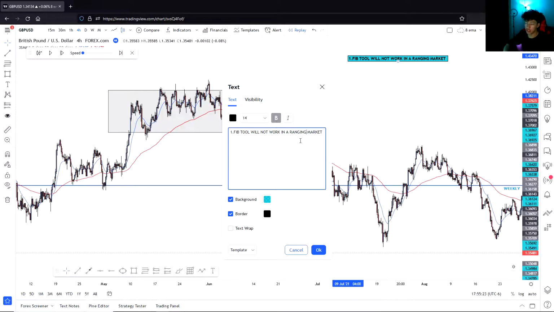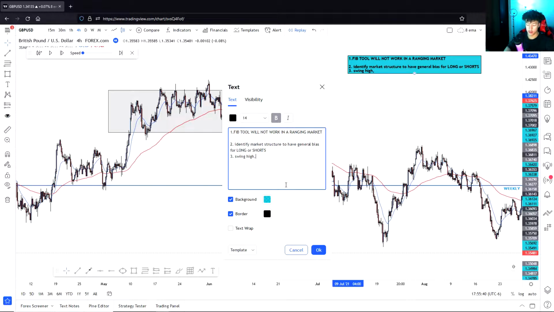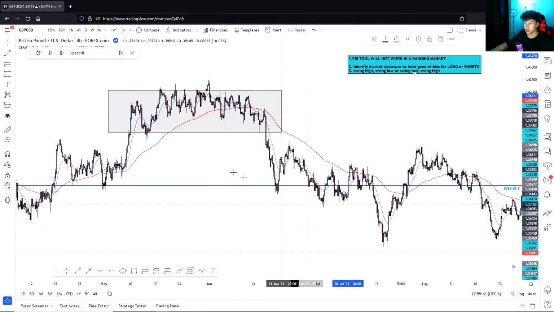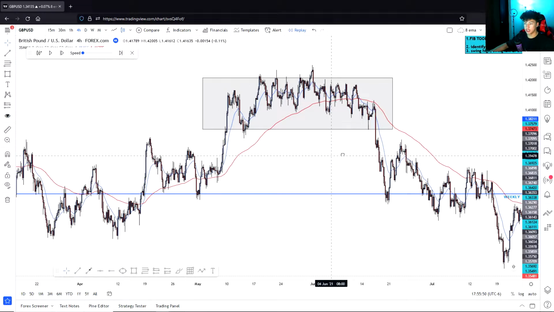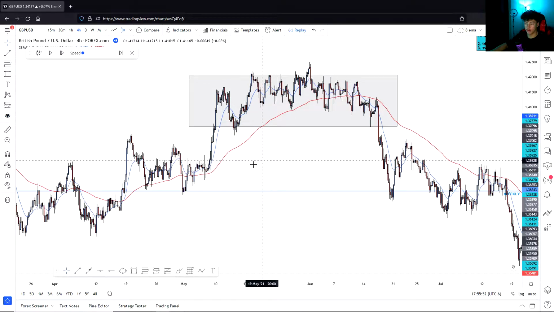Whenever you're using Fibonacci tool, you want to identify market structure to have general bias for longs or shorts. So basically, if you're bullish or bearish, and then three, literally just swing high, swing low, or swing low, swing high, whether you're bullish or bearish. So let's look at this example right here, where market is basically just ranging, and we can do a little bit of a fib play right here.